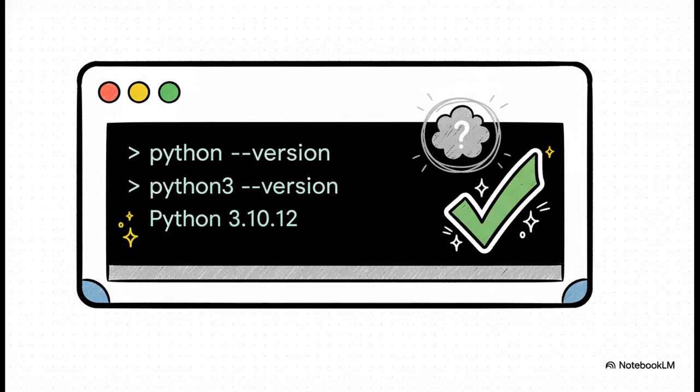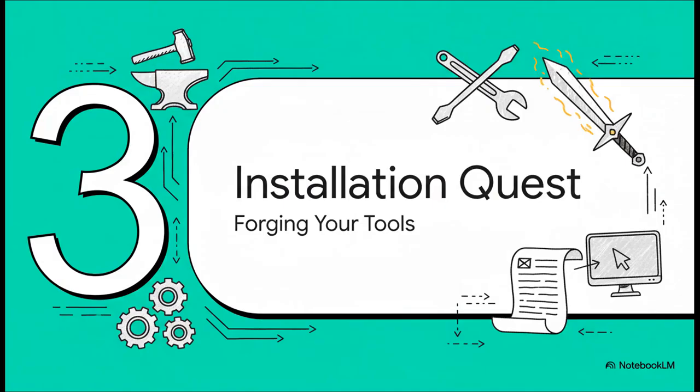So in that window, try typing the first command, python --version, and just hit enter. If that gives you some kind of error, no big deal, just try the second one, python3 --version. If you see something pop up that says Python followed by a version number like 3.10.12, you're all set, you're ready to go. Now, if you didn't see a version number, don't worry about it at all.